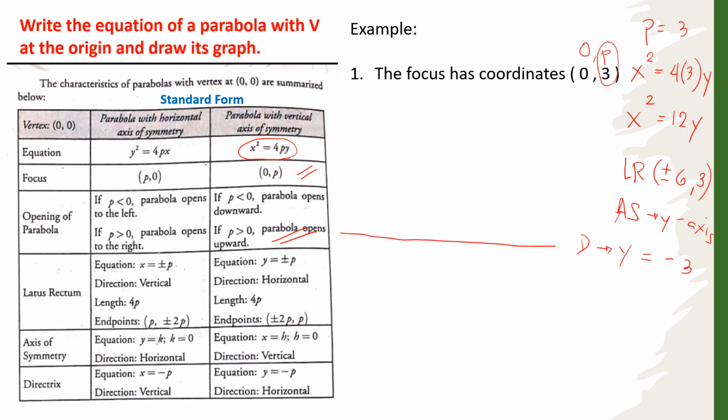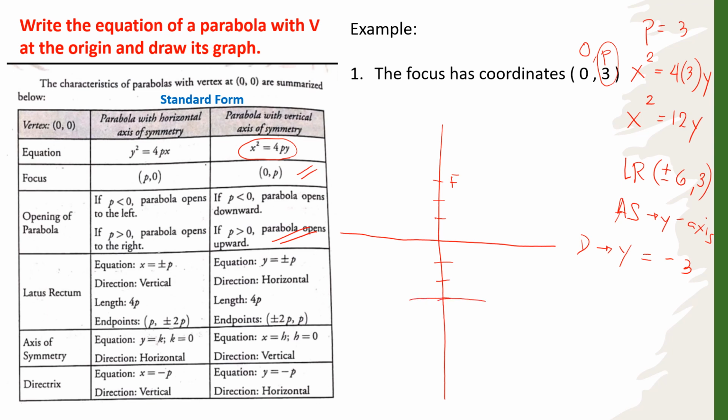Cartesian plane. Okay. Vertex at the origin. And then focus. What's the focus? 0, 3. So, from the origin, taas tayo ng 1, 2, 3 units. So, lumalabas na ito ngayon yung ating focus. Okay? And then, from here, ano ang ating directrix? Our directrix, y equals negative 3. So, from the origin, baba tayo ng 1, 2, 3.